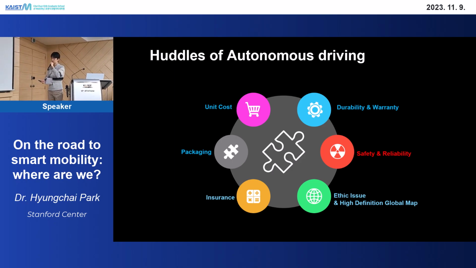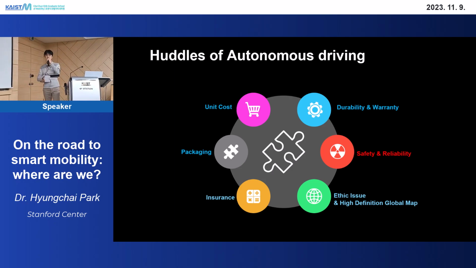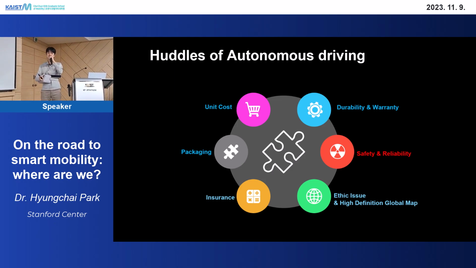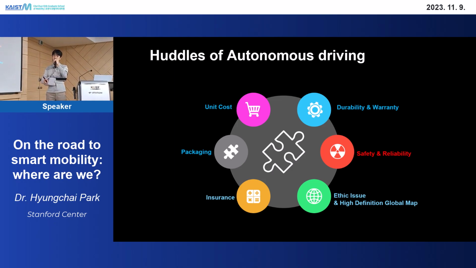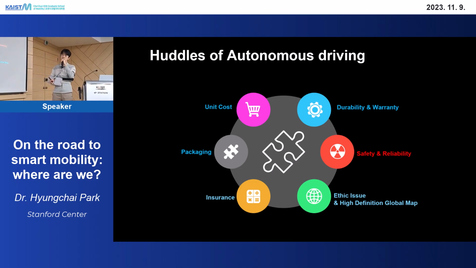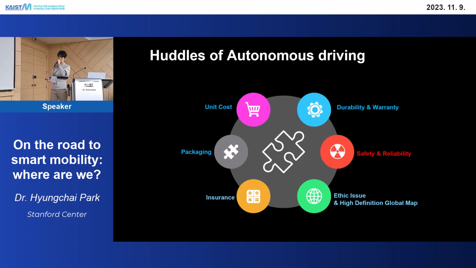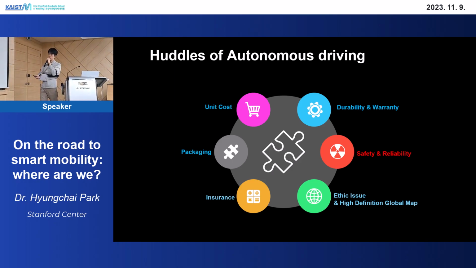So you might have heard about the trolley dilemma. For example, an autonomous driving car has to collide with something anyway, and the only two options are a car or a pedestrian. Then what kind of choice should the autonomous driving car make? It's a very hard question. It's also related to technology, but it mainly concerns ethical components and insurance.